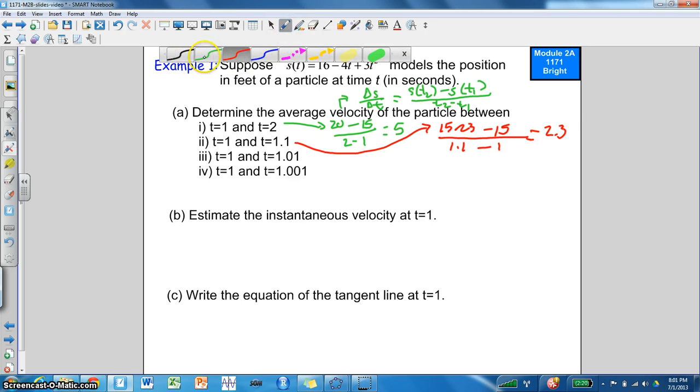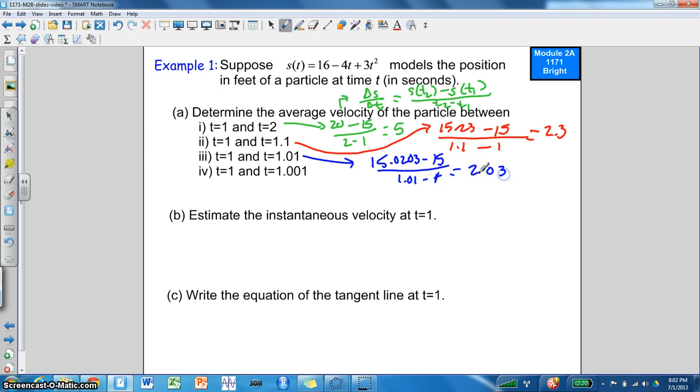All right, and now the other pattern that you want to keep in mind or to notice is that the time, the delta t, the change in time, is getting smaller each time. Going on, you get 15.0203 minus 15 all over 1.01 minus 1, and then this comes out to be 2.03.